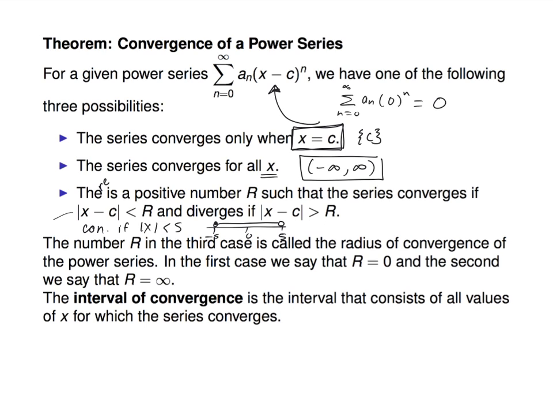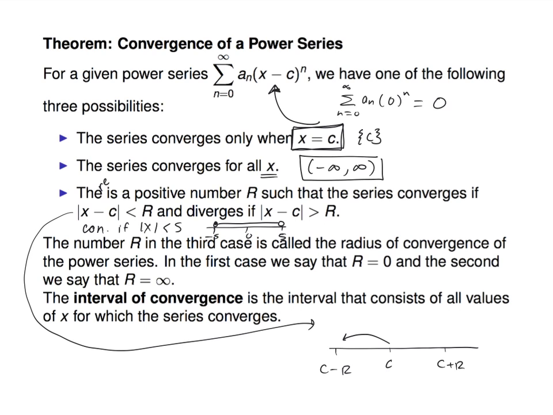So the picture for this guy, what happens is your center moves. There's your c, and you converge up to and maybe or maybe not including those endpoints. It just depends. But everything in the middle you converge plus or minus r. This one was just 0 plus or minus 5, right? This one is c plus or minus that number.